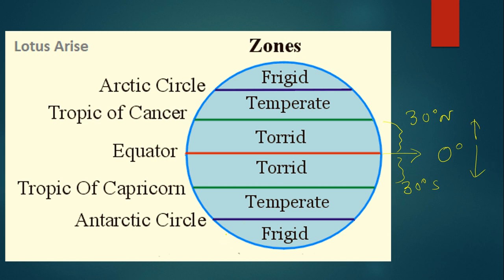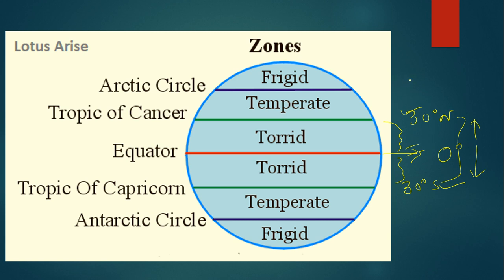Why warmer? Because the solar radiation falls directly in that area. And the other reason is that the sun shines vertically throughout the year from 30 degree north to 30 degree south. So that is the zone which is known as the torrid. So automatically torrid is that zone where the temperature is found to be high.